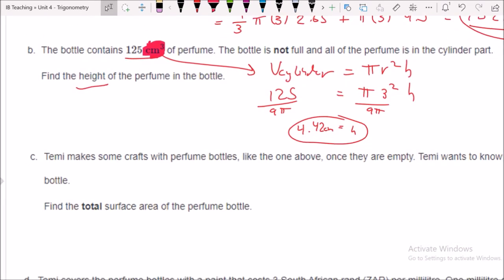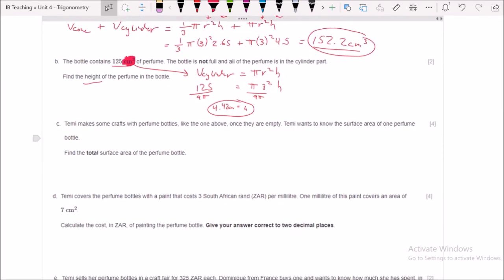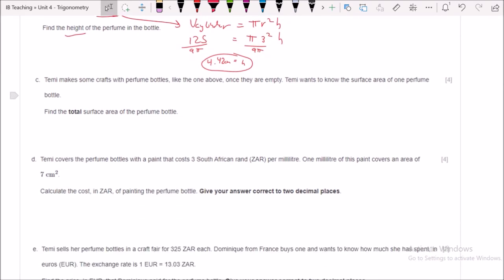What's next? All right, and I'm sorry because the font's going to get really small here, but I'll read it anyway. Temmie makes some crafts with perfume bottles like the one above once they are empty, and wants to know the surface area of one bottle. We are asked for the total surface area of the perfume bottle.